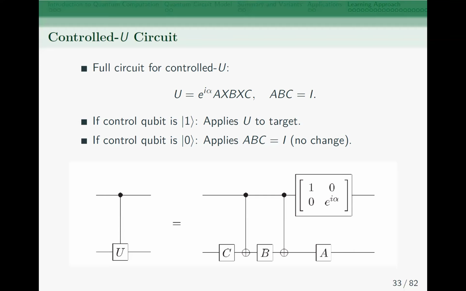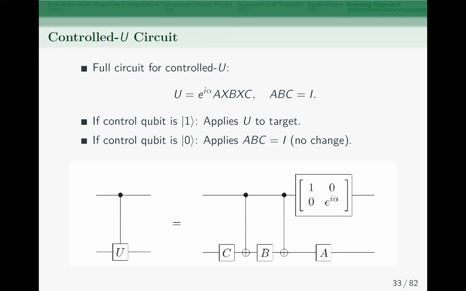If the control qubit is 1, the left-hand side will implement U, right? And on the right-hand side, now if the control is 1, there will be an extra X here because it is C naught, right? You apply X here and apply X here. So the total effect will be you apply C, then X, then B, then X, then A, and the extra phase. So we get U. All right, so finished.